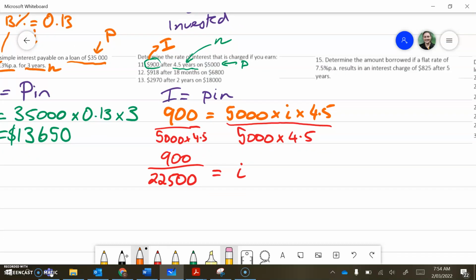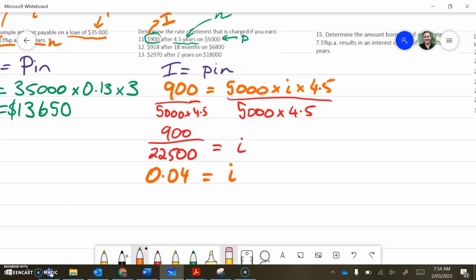We then need to actually work out what that division is. So 900 divided by 22,500 is 0.04, and that's your interest rate. Now remember that in the formula, our interest rate is put into a decimal. So we multiply that by 100, and our rate is 4% per annum.